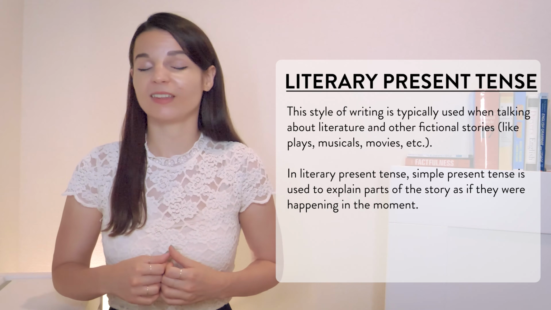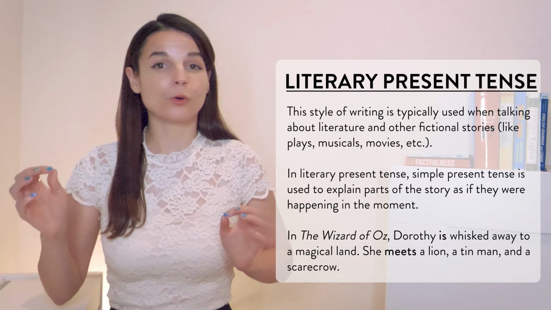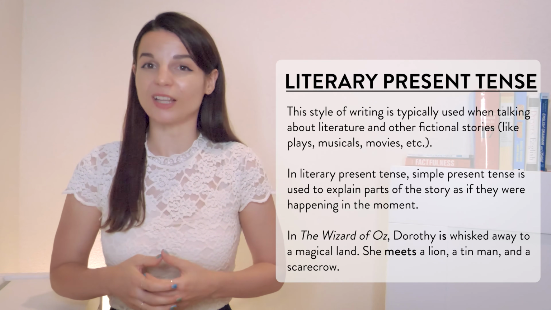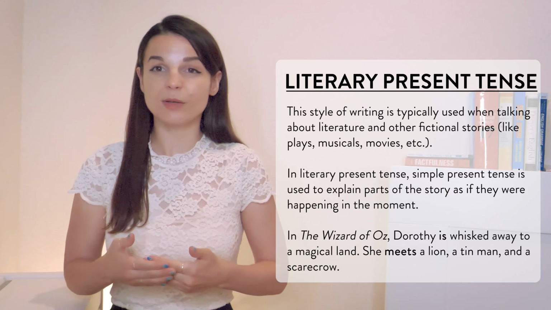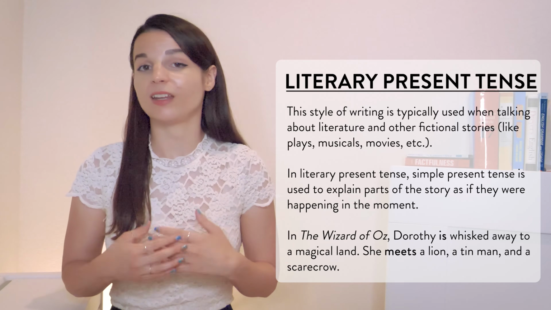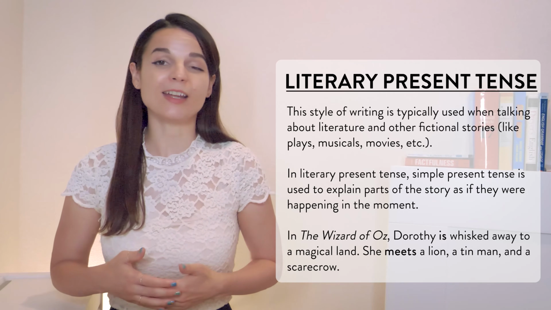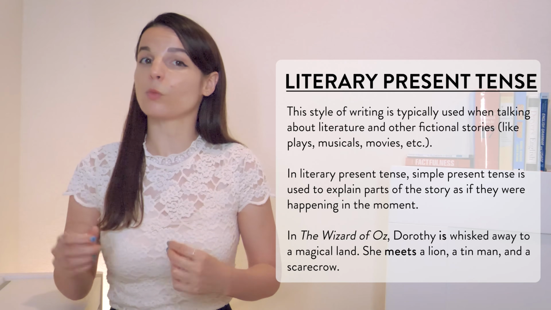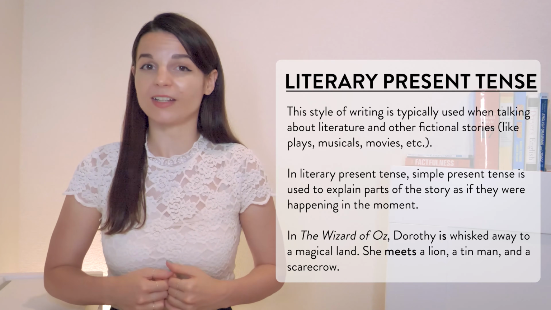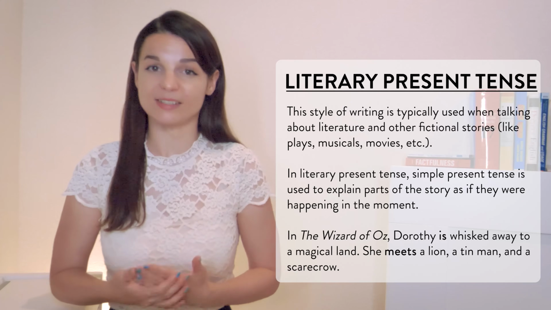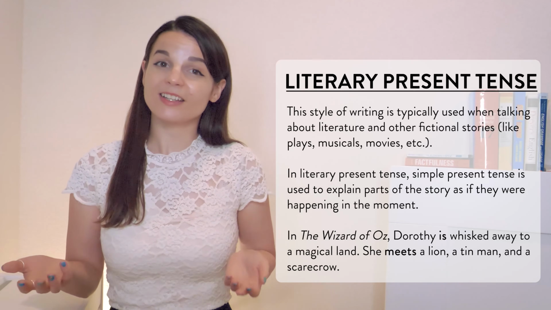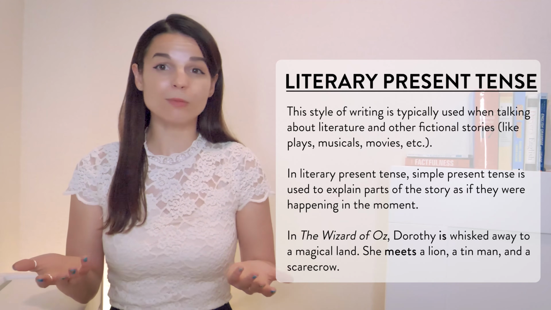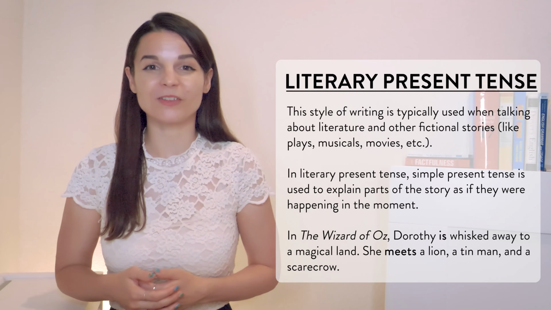For example, in The Wizard of Oz, Dorothy is whisked away to a magical land. She meets a lion, a tin man, and a scarecrow. In non-literary writing, we would write, in The Wizard of Oz, Dorothy was whisked away to a magical land. She met a lion, a tin man, and a scarecrow. It's a good idea to be aware of this because you'll probably see it when you read entertainment reviews.